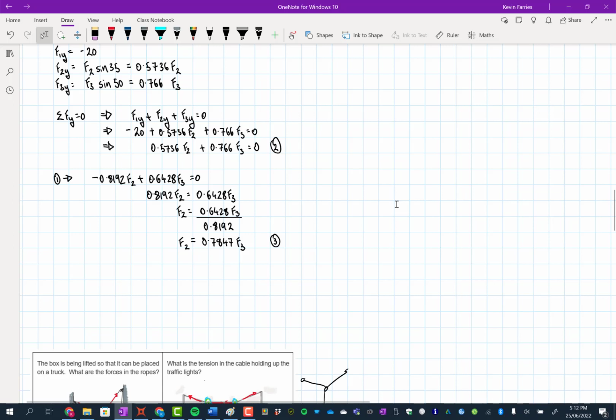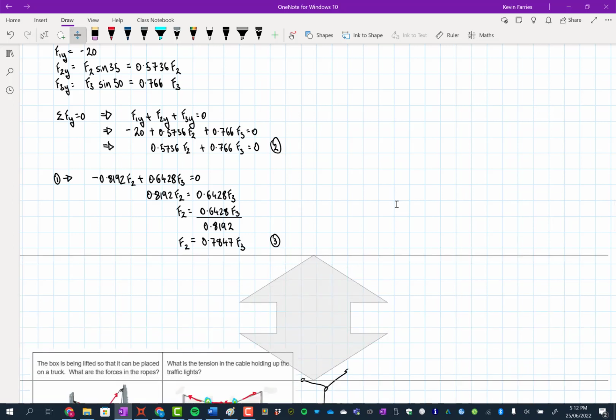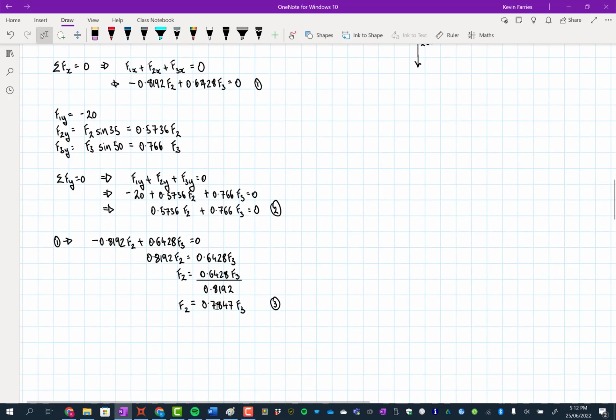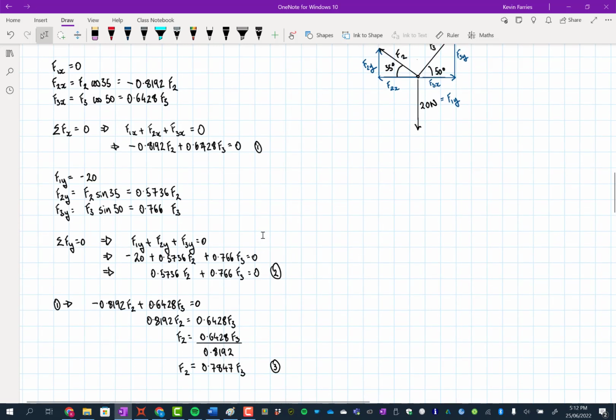So we're getting there. I have to move this stuff down here a bit further. I might go back up anyway. So now we've got F2 in terms of F3, then we're going to take this and we're going to substitute it into the other equation. And so this came from equation 1, this one up here. So we're going to substitute this into equation 2, and then we'll get one equation. The only variable will be F3, and so we can solve it. So let's do that now.